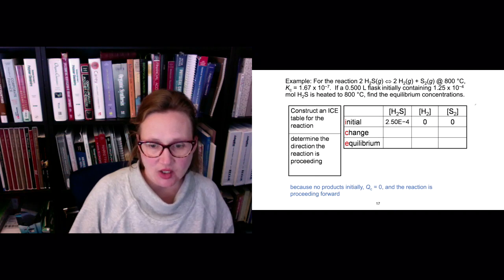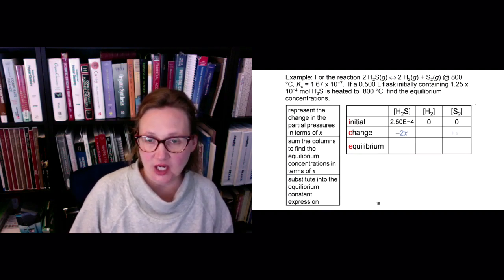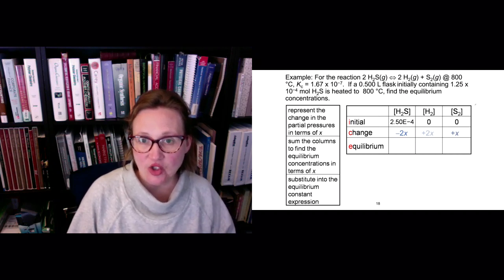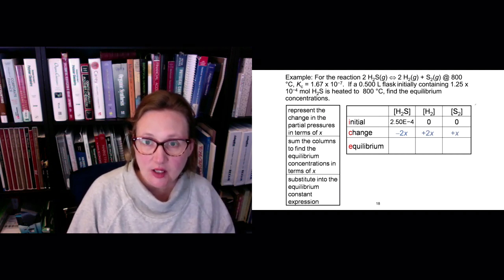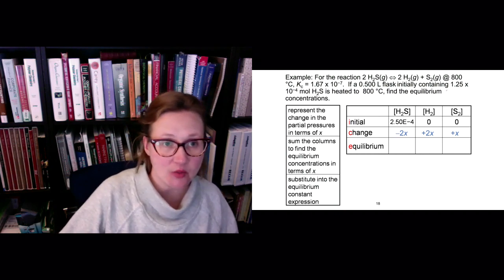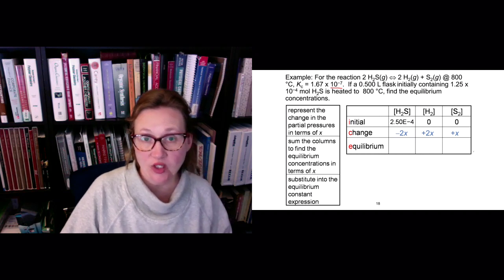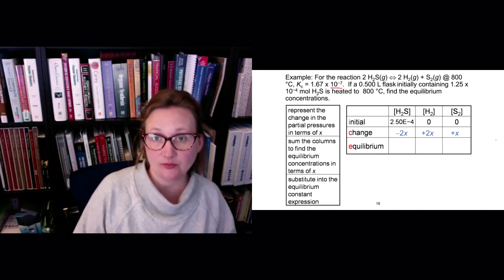All right, so here we go. We know that the reaction is proceeding forward because Q is 0, because we initially don't have any products. From stoichiometry, our H2S is going to decrease by minus 2x, our H2 is going to increase by positive 2x, and our S2 is going to increase by positive x. I also want to point out that we have a really, really small Kc, so we're going to try doing this approximation here.